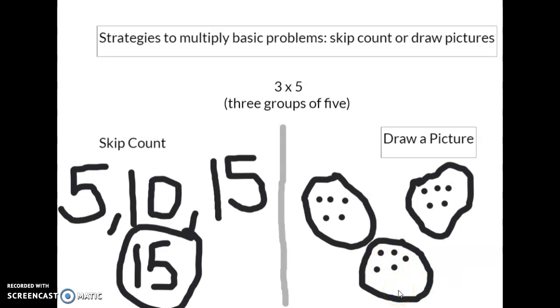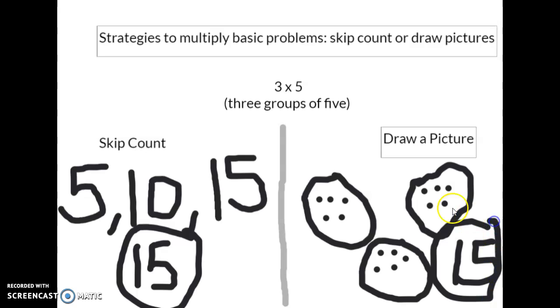Then all I simply need to do is count up all the dots. You can simply, again, skip count, or if you want to count them individually, that's fine too. 1, 2, 3, 4, 5, 6, 7, 8, 9, 10, 11, 12, 13, 14, 15. So once again, I have my answer of 15. Okay, so those are two very simple strategies, skip counting and drawing a picture to multiply.